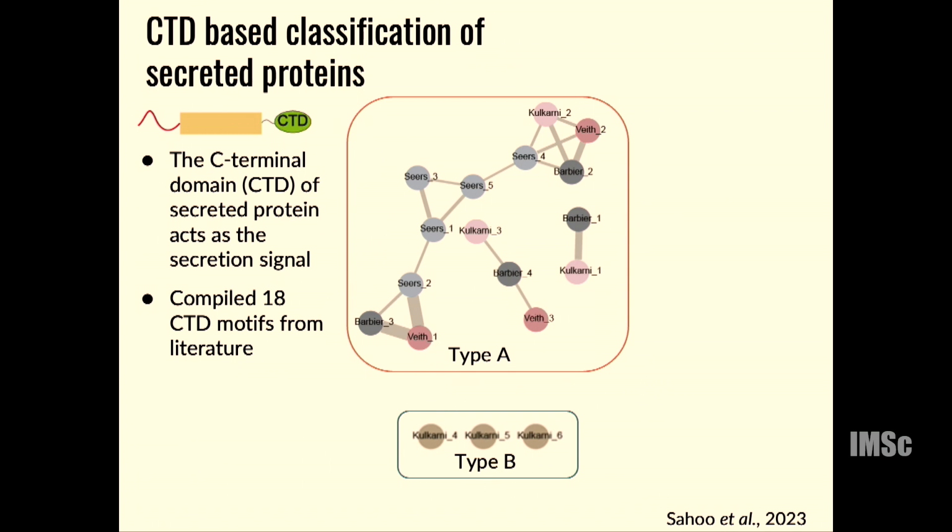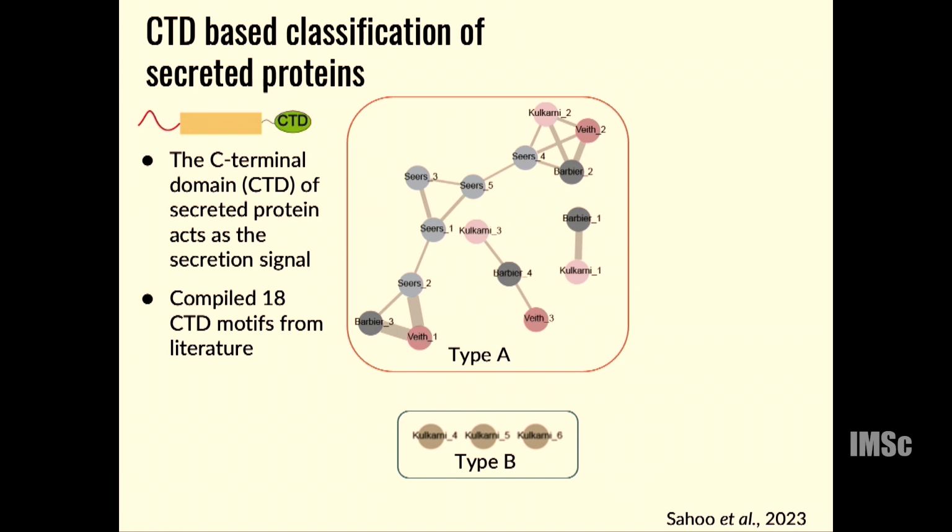So what we did is we compiled 18 sequence motifs from the published literature, using the MEME Suite, where you can also compare different motifs. We compared these motifs and found that there are two kinds of motifs in the CTD, type A and type B, and there is another motif, type C, which is very rare for type 9 secretion system secreted proteins and is found in the Kelch-type domain.